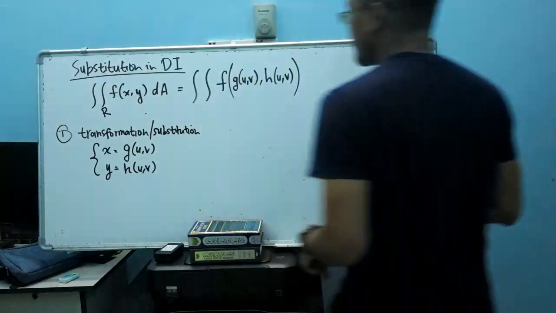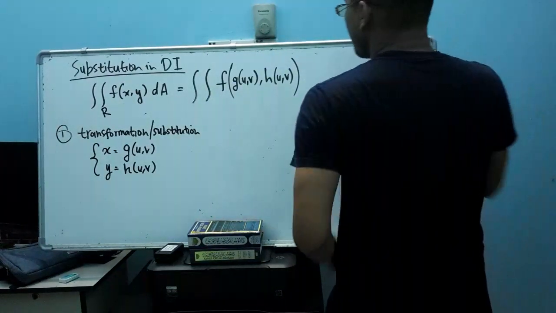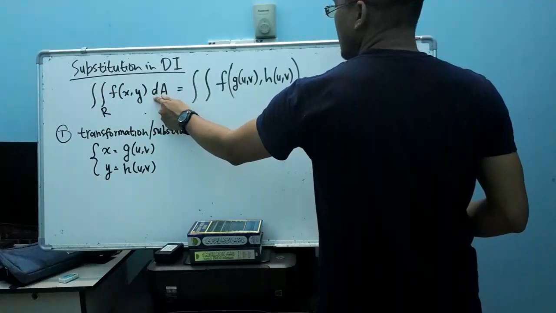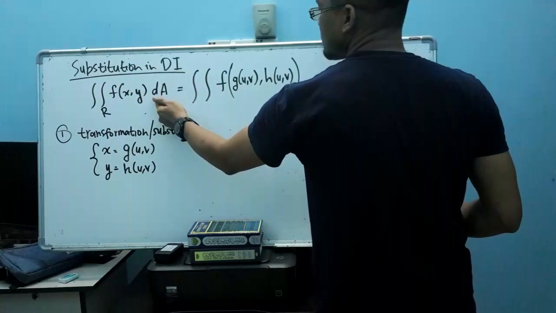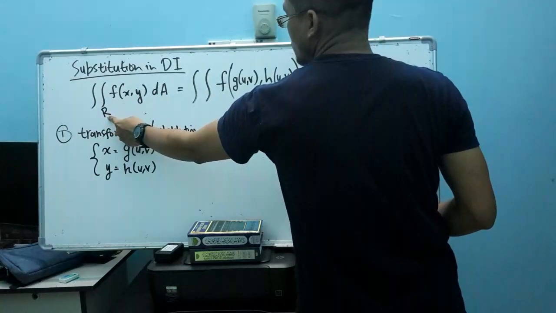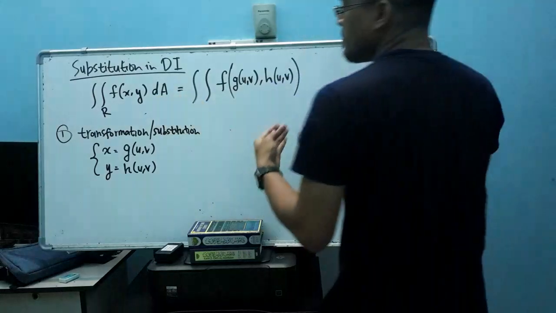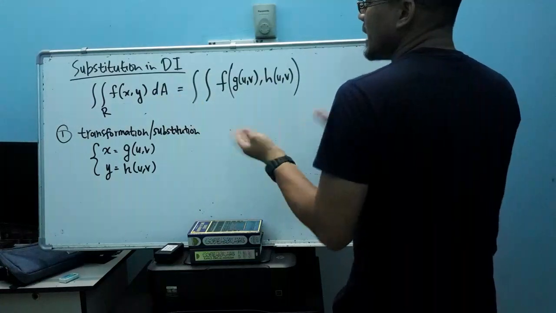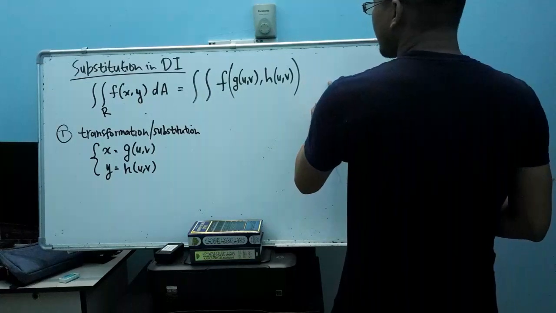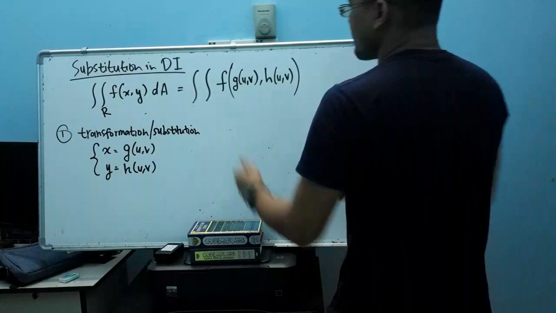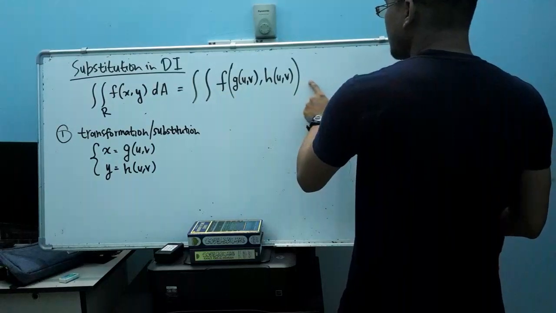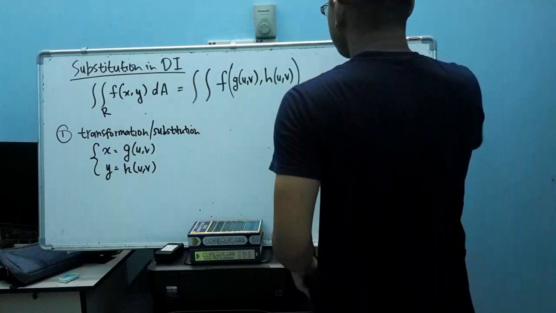Now I have something like dA here. What do I mean by dA? Since I have my region R in the xy plane, my dA can be dy dx or dx dy, either one. After I have this, there is another thing: I need to add some term here.